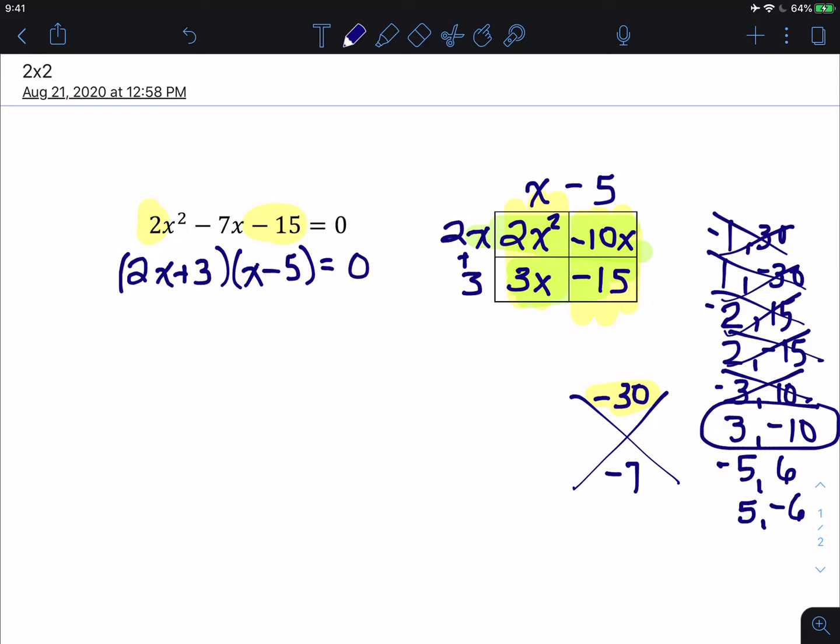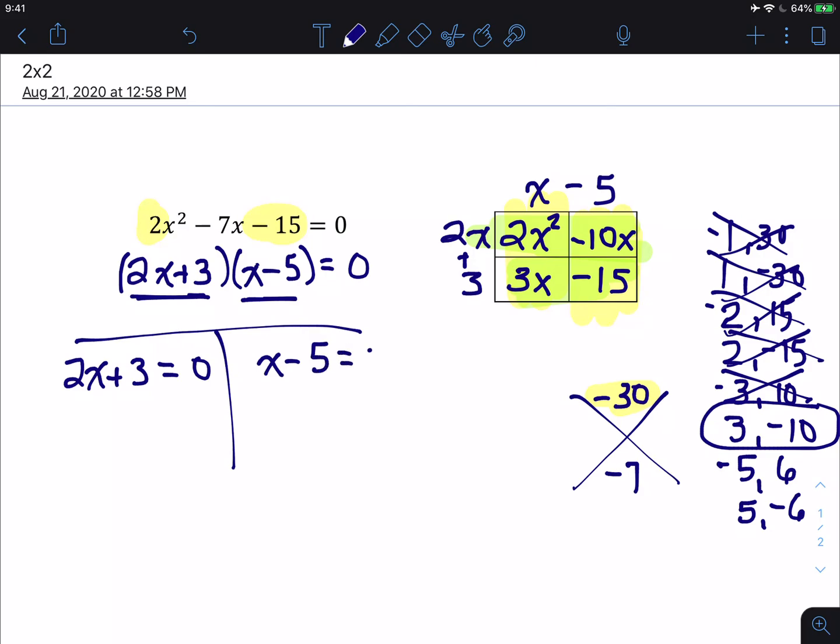Now, I know that I'm multiplying two numbers. I'm multiplying this term and this term. And when I multiply those terms, I want to know what gives me a product of 0. So one of two things could be true. Either 2x plus 3 has to be equal to 0, or x minus 5 has to be equal to 0. Because when I multiply two numbers and get a product of 0, at least one of the numbers has to be 0.